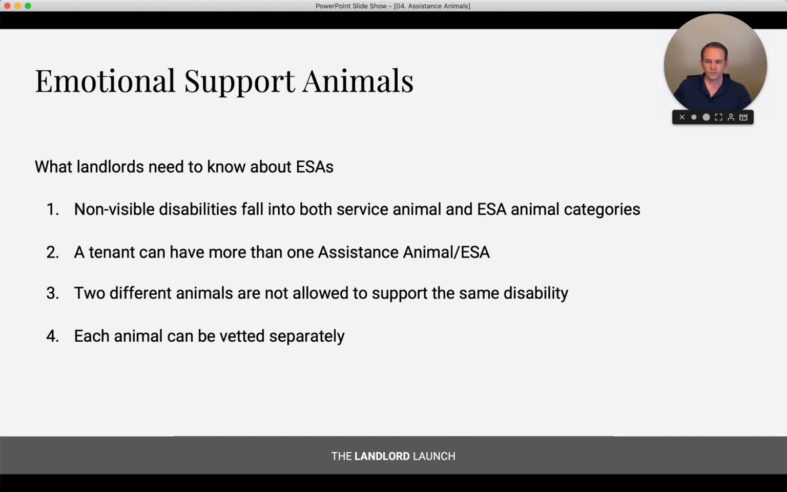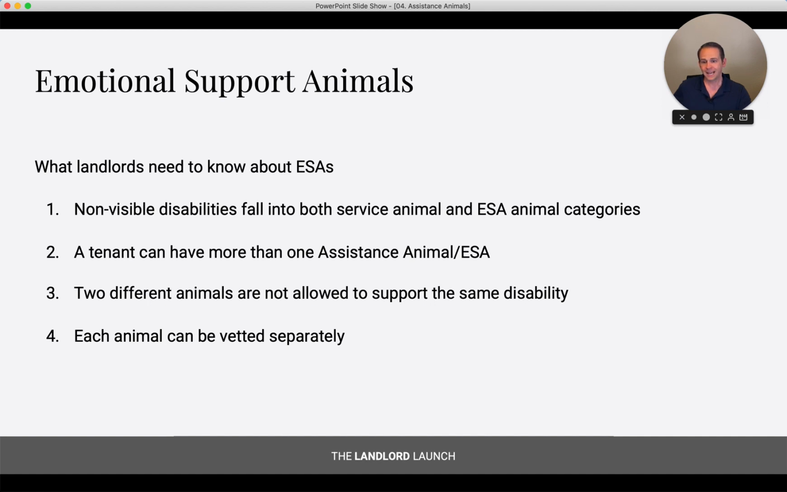So a tenant can have more than one assistance animal or ESA, but the catch is that you cannot have two animals dedicated to the same disability. So that's where it comes in. A person can't have two blind seeing eye dogs, you don't see that. It's the same with the ESA. If the person has depression, that doesn't mean they get 6 cats to help them work through their depression.